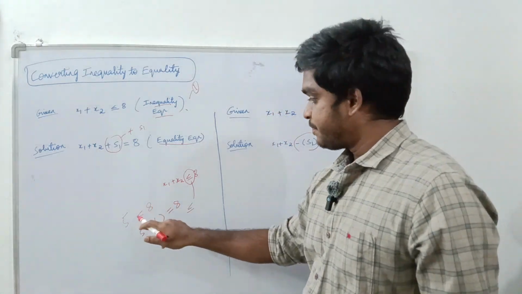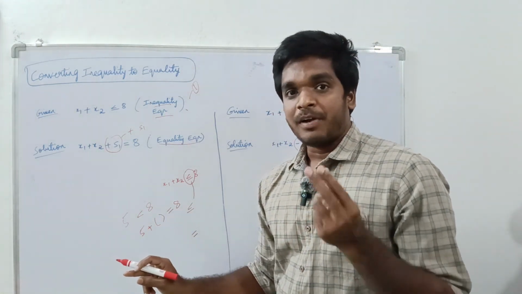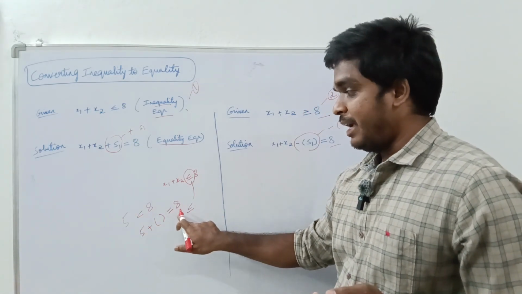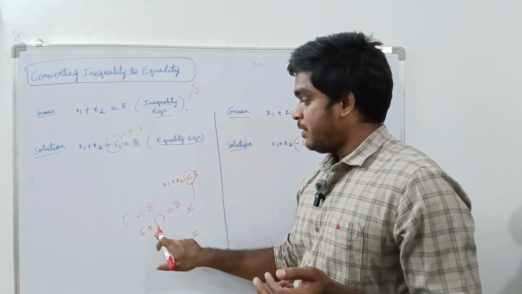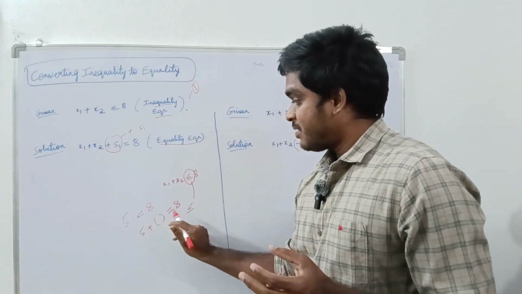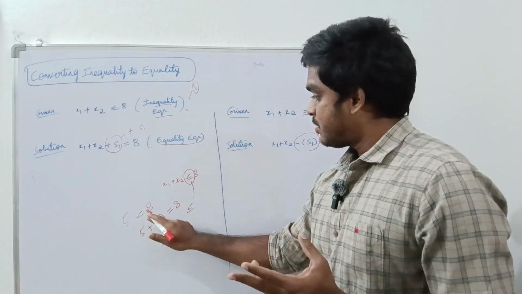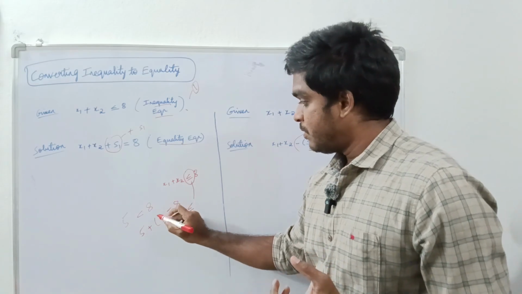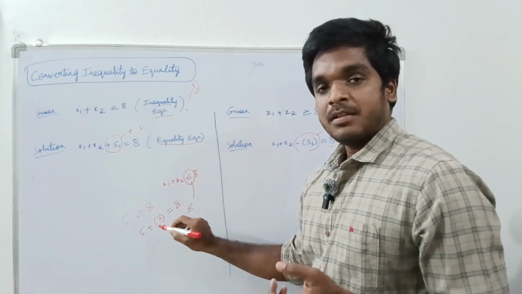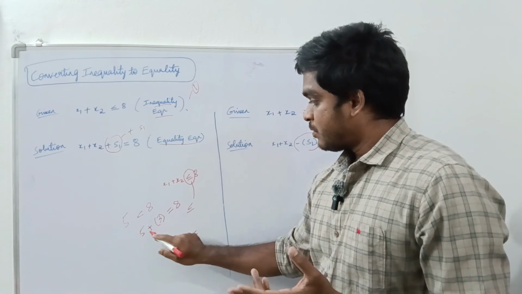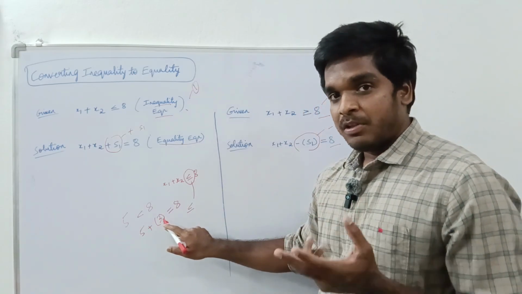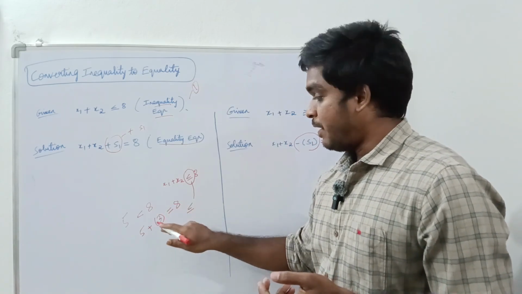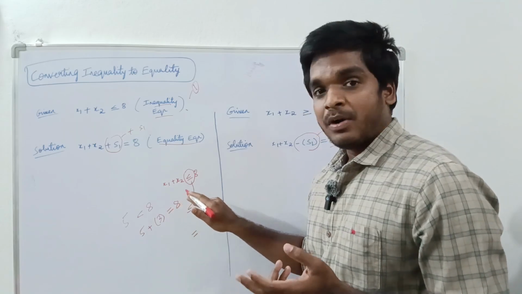If you observe here, we have chosen a value 5 which has to be less than 8. In order to make 5 equal to 8, we need to add a certain value. Only then will this less than become the equal to sign. This added value is nothing but 3. So only when you put the value 3, the LHS will be equal to RHS. 5 plus 3 is nothing but 8, which is equal to RHS.